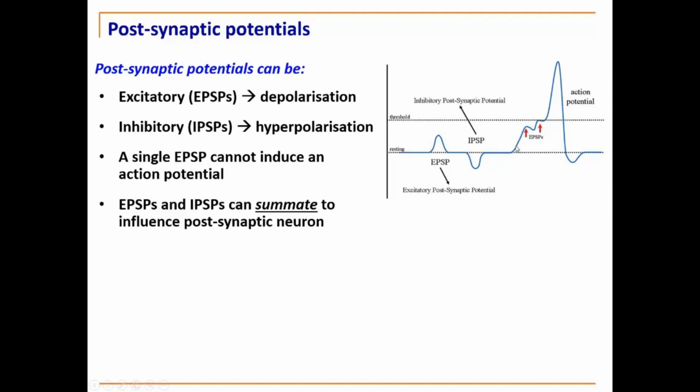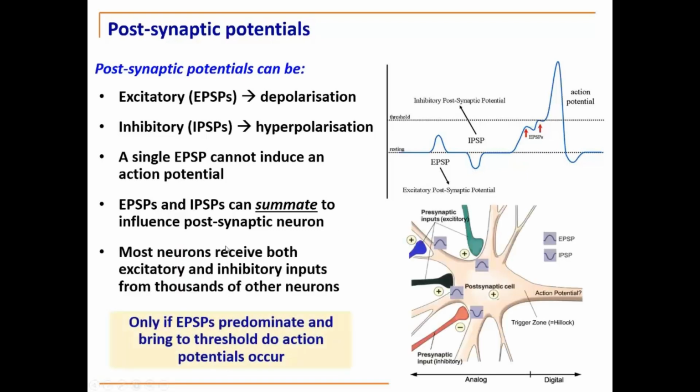So they can add up, you can get more and more EPSP signal until you reach threshold, and then you get an all or nothing action potential. But of course, they can talk with each other. EPSPs are cancelled out by IPSPs, inhibitory postsynaptic potentials. And so most neurons receive both excitatory and inhibitory inputs from thousands of other neurons.